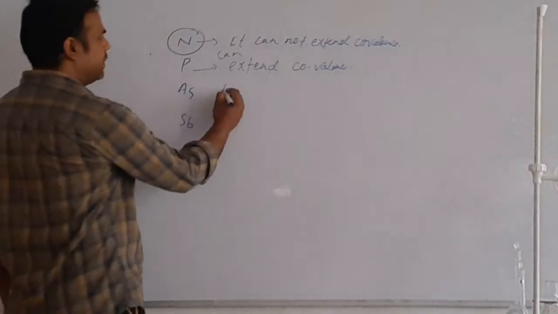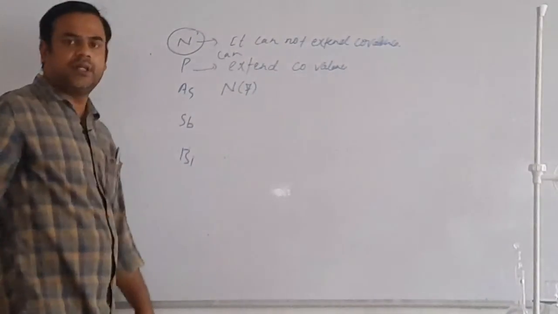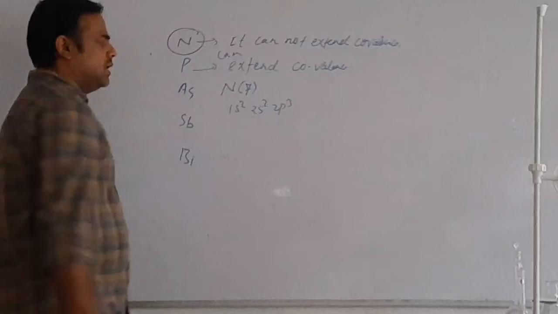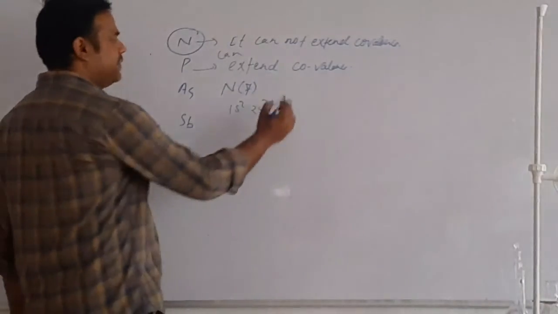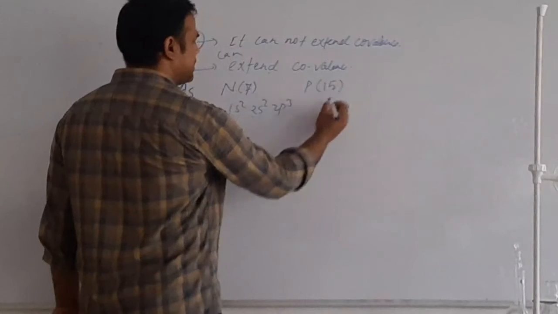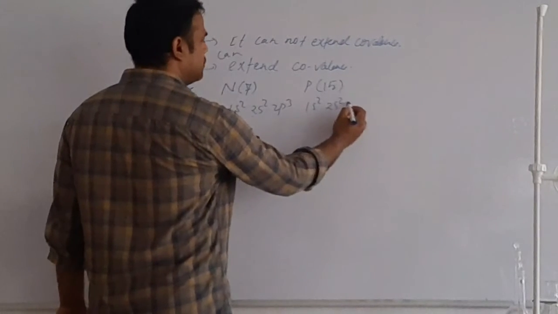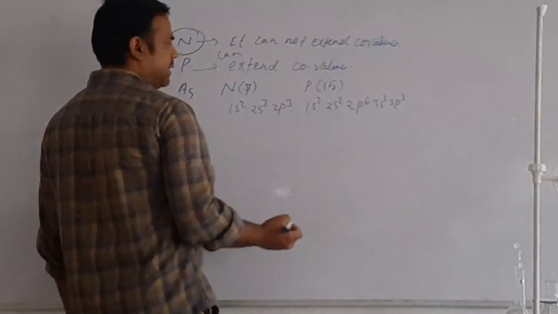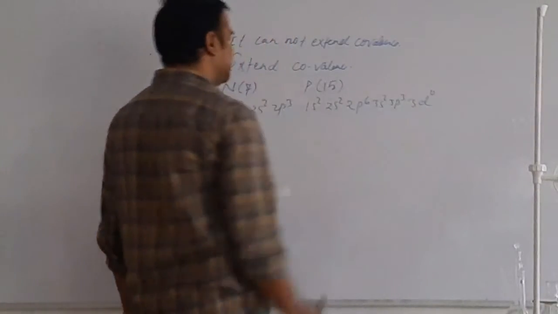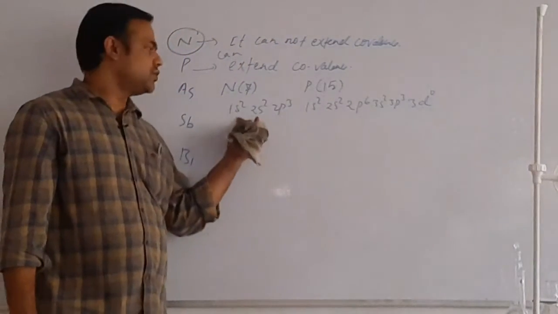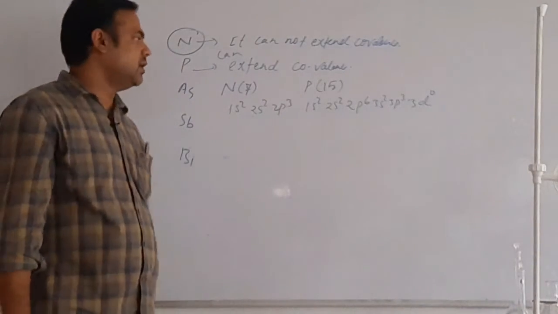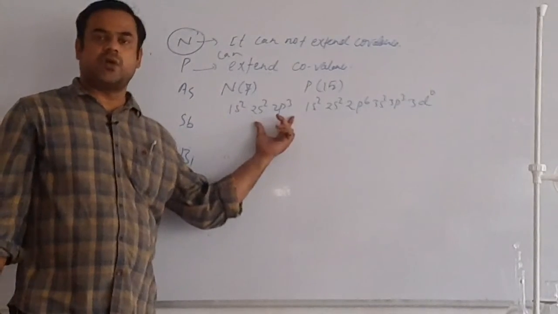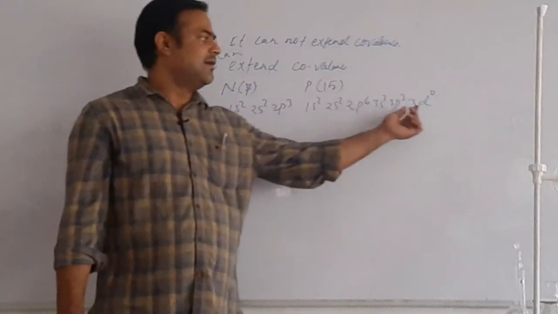If we see the electronic configuration of the nitrogen atom, atomic number 7, then its electronic configuration will be 1s2, 2s2, 2p3. And the electronic configuration of phosphorus will be 1s2, 2s2, 2p6, 3s2, 3p3 and 3d0. You know that when the principal quantum number is 2, there will be only 2 orbitals, s and p. Now the important thing is that in nitrogen, a vacant d orbital is not there, but in phosphorus, a vacant d orbital is there.